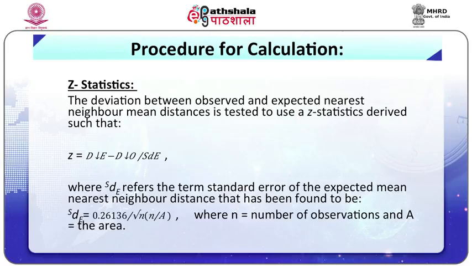The deviation between observed and expected nearest neighbor mean distances is tested using a Z statistic derived such that Z is equal to d bar E minus d bar O upon SDE, where SDE refers to the standard error of the expected mean nearest neighbor distance. It has been found that SDE is equal to 0.26136 upon square root of n into n upon a, where n is the number of observations and a is the area.